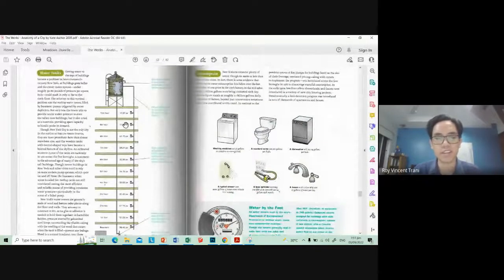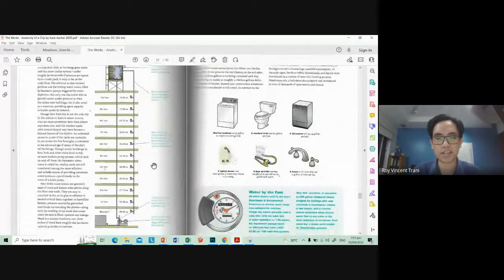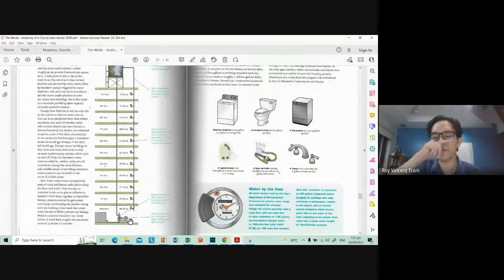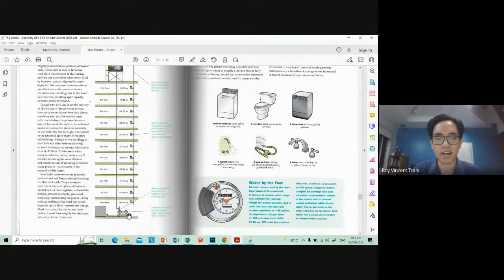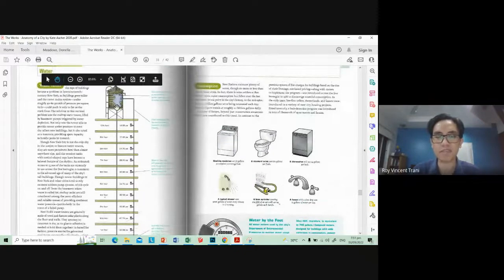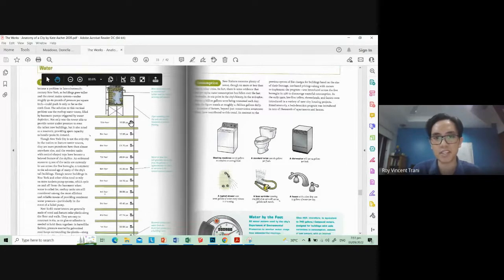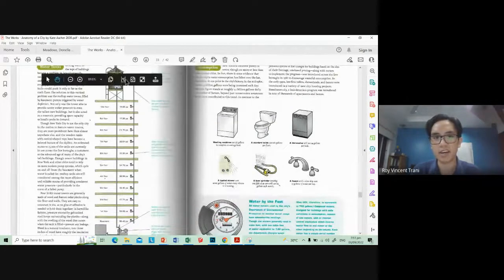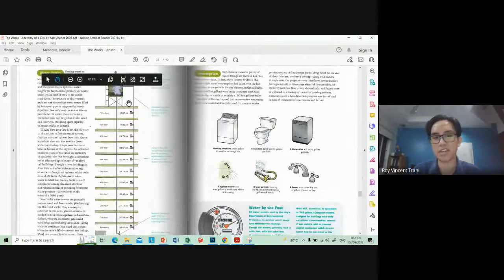So this is just a diagram of water tanks, how they work. Basically, if you have an office building, water is pumped from the basement level or wherever the water source is. And if they have a water tank, it's pumped into that. And then from the water tank, it's distributed to different offices or spaces within the building, basically via gravity. So gravity will bring the water down.